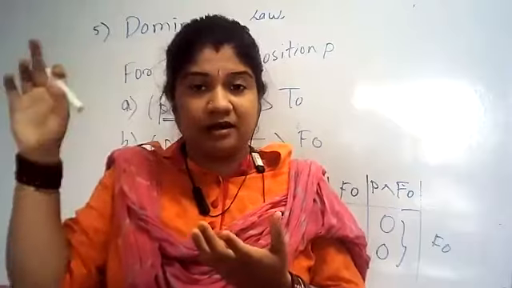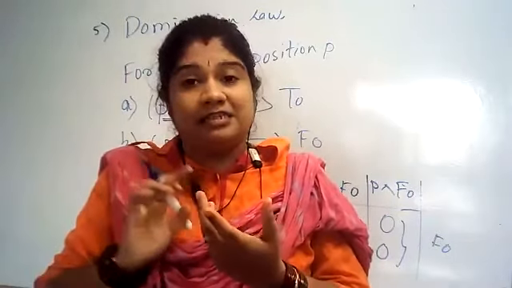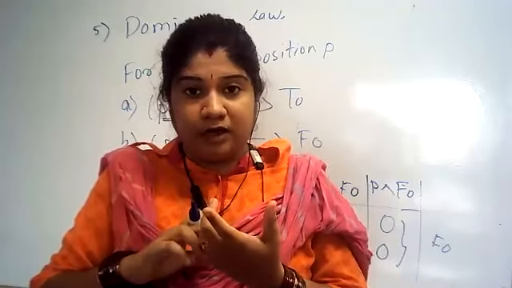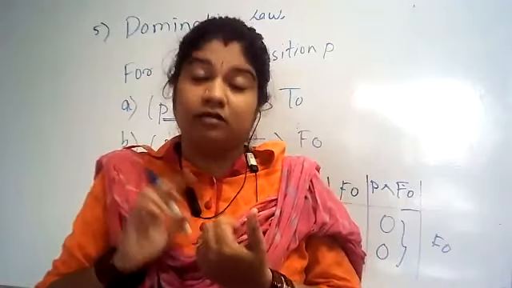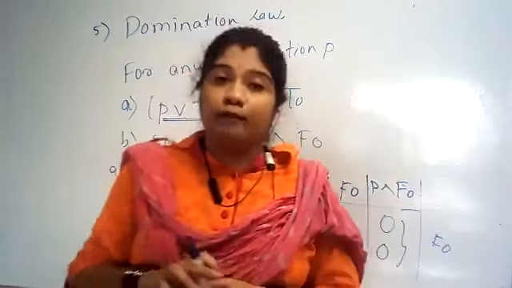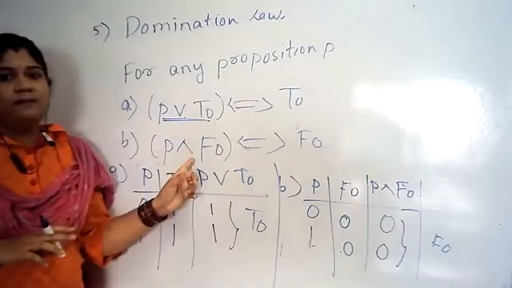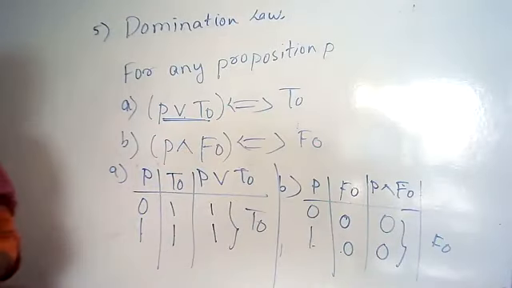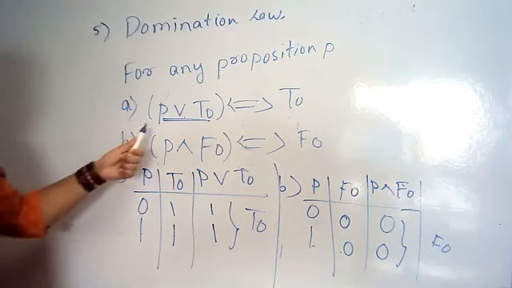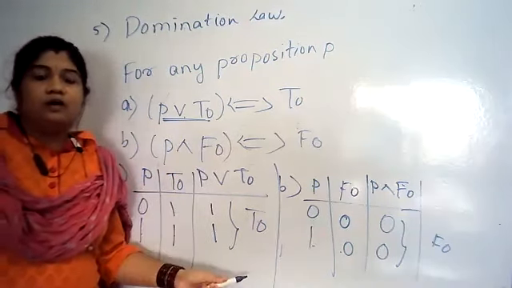Double negation: negation of negation of P is equal to P. Next we have idempotent law, inverse law. Then we have seen identity, and last is the domination law, where P disjunction T0 is T0, and P conjunction F0 is equal to F0. This is how you need to prove.